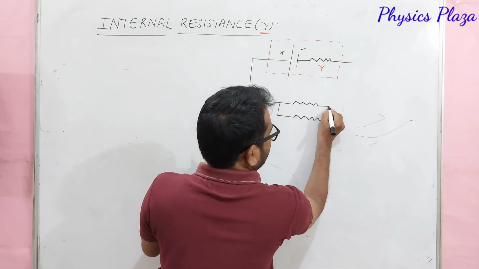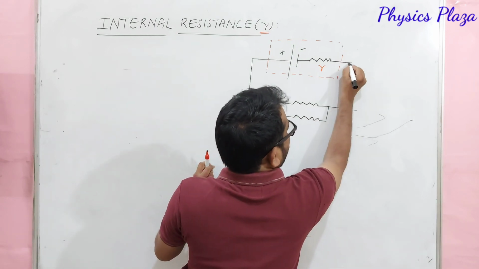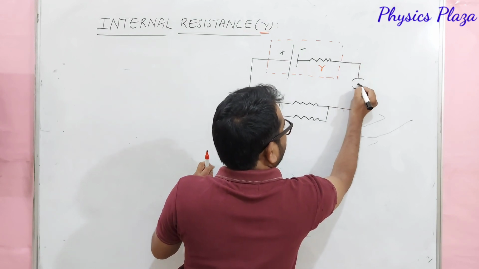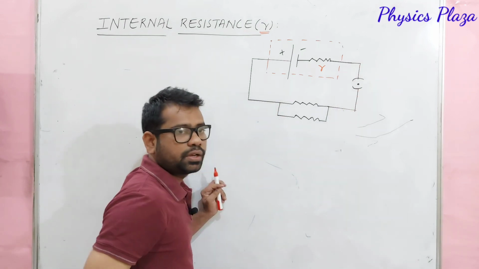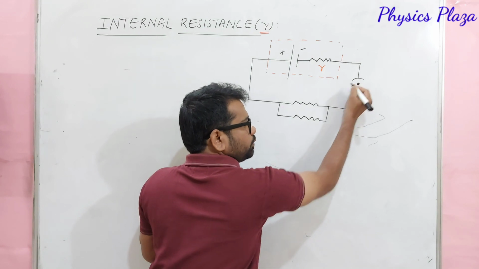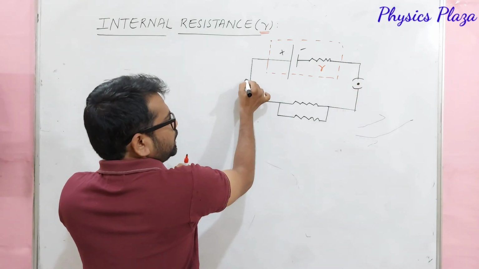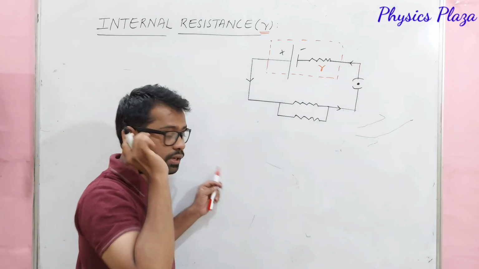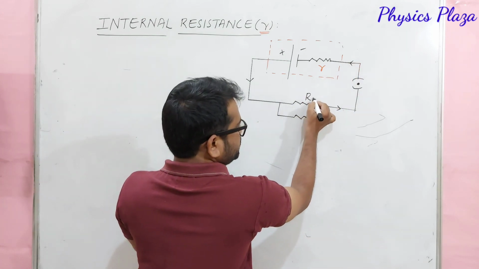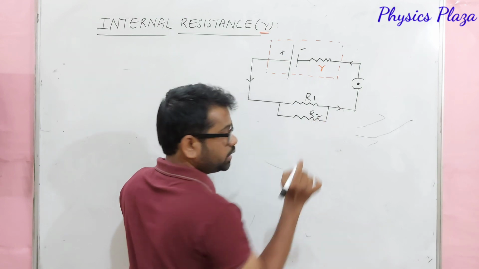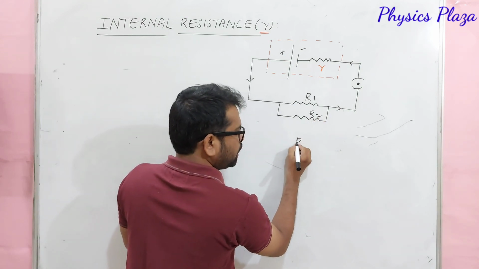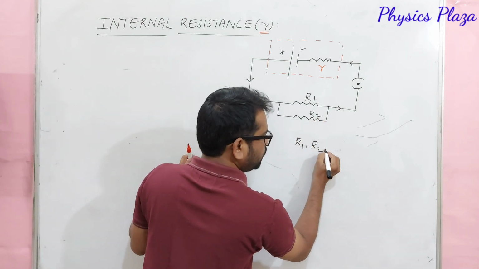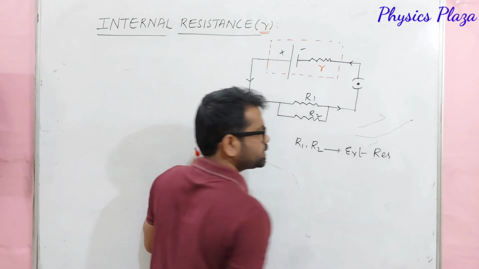Here two resistors are there like this, and the circuit has been completed like this. Just imagine. So dear children, when the switch is on, what will happen? Current starts flowing. Try to understand. Let us say it is R1 resistor and it is R2. Children, don't get confused here. R1, R2 are external resistors.